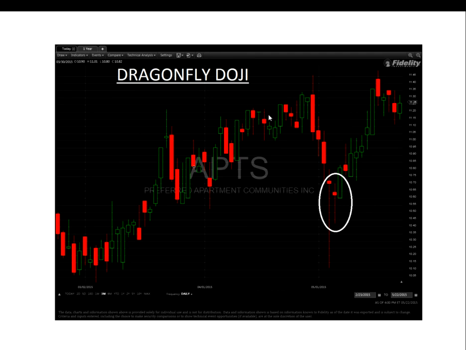The Dragonfly Doji, same as the Gravestone Doji, but now we're flipped. So we have a downtrend into a Dragonfly. We've got the small body at the top with the extra long tail. You can see there was a dragonfly doji here. This one failed to catch on. It was followed up by a second dragonfly doji, and this one did catch on, and we triggered the uptrend.